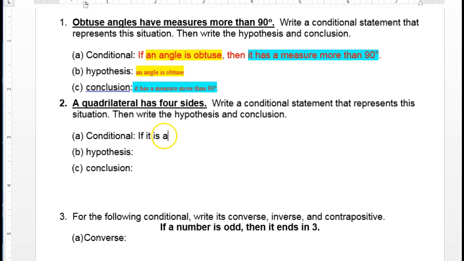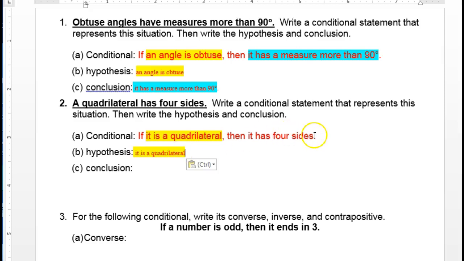If it is a quadrilateral, then it has 4 sides. So what's the hypothesis? The hypothesis is this first part that's after the if. That's the hypothesis. It is a quadrilateral. Then this part, it has 4 sides. The part after the then, that's the conclusion. So I'd take and write that part right here.